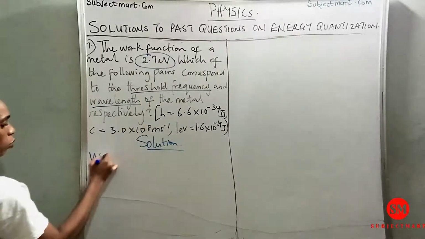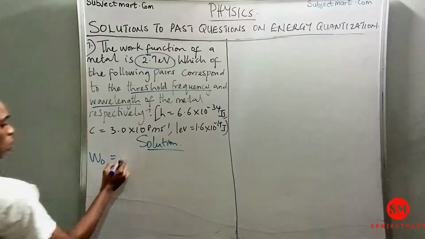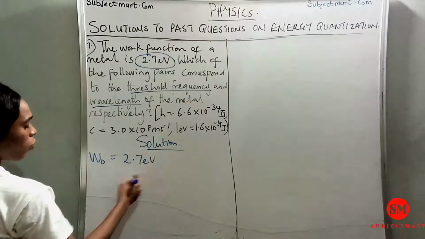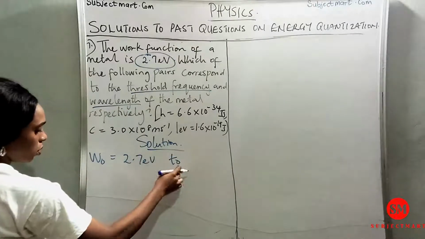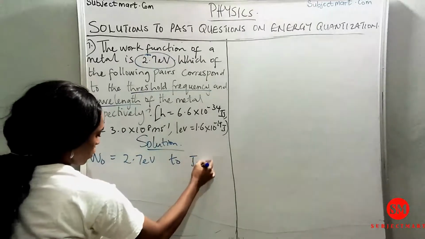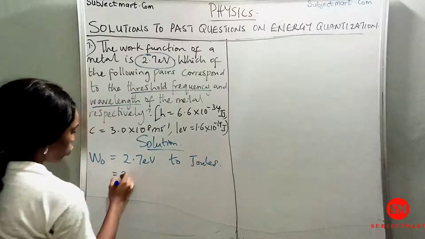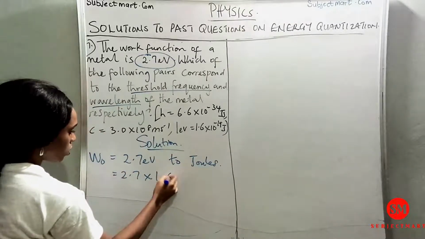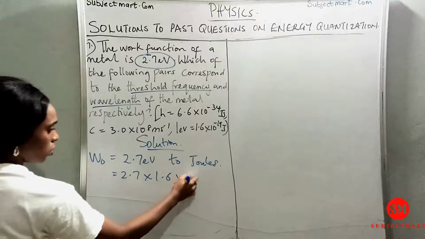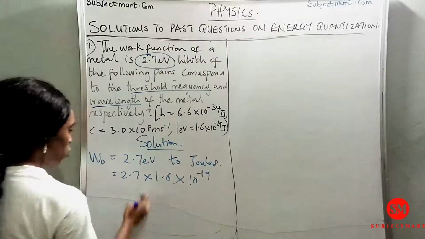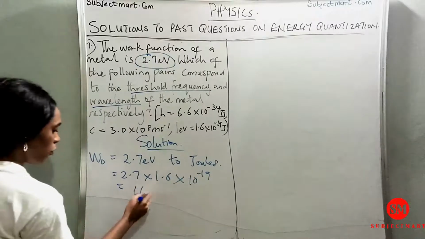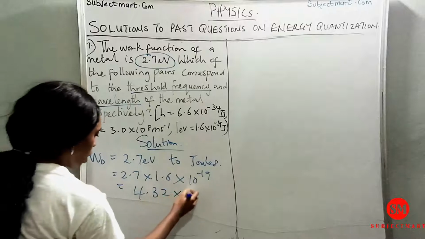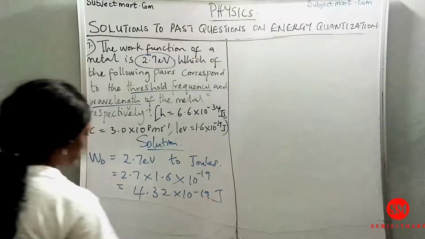Okay, so quickly, our work function, which is W naught, is given in electron volts. So we convert it to joules. That will be 2.7 times 1.6 times 10 raised to the power minus 19. That will give me 4.32 times 10 raised to the power minus 19 joules.